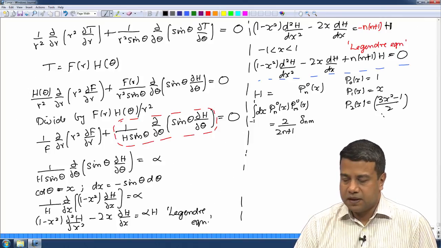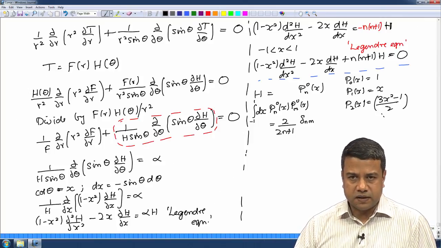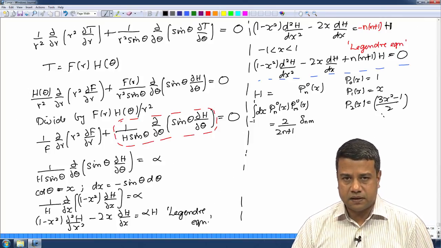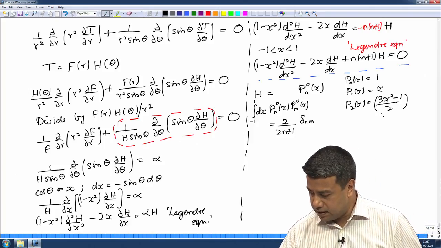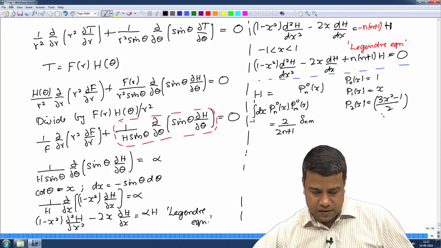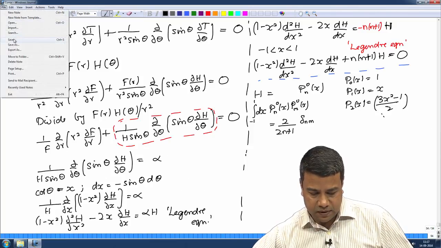I will come back and try to give you a physical understanding of what these mean a little later. But so, from this Legendre polynomial solution, where have we got so far?